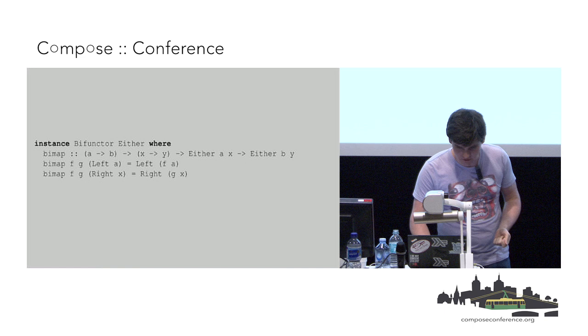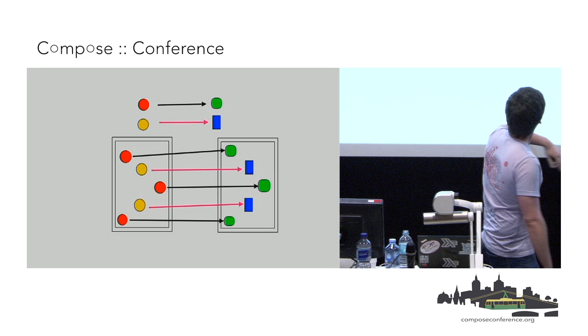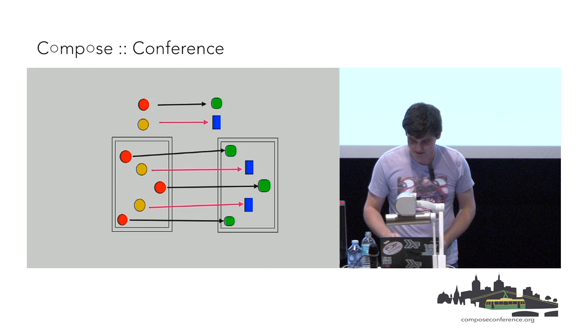We can eliminate the awful problem of having yellow circles and get blue rectangles instead if we'd like, and it sort of does this kind of thing. We have a box with two different kinds of stuff in it, and we can get a box with two other kinds of stuff in it. Hooray. Let's move on. That's bifunctor.